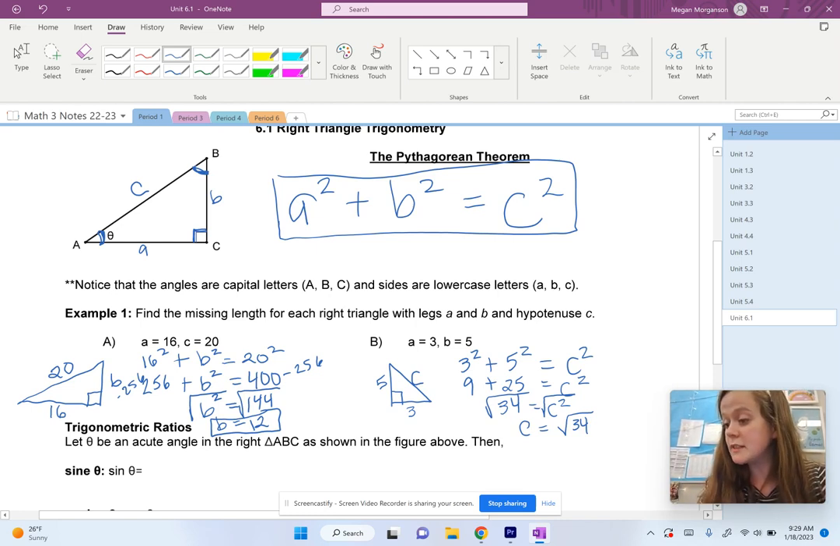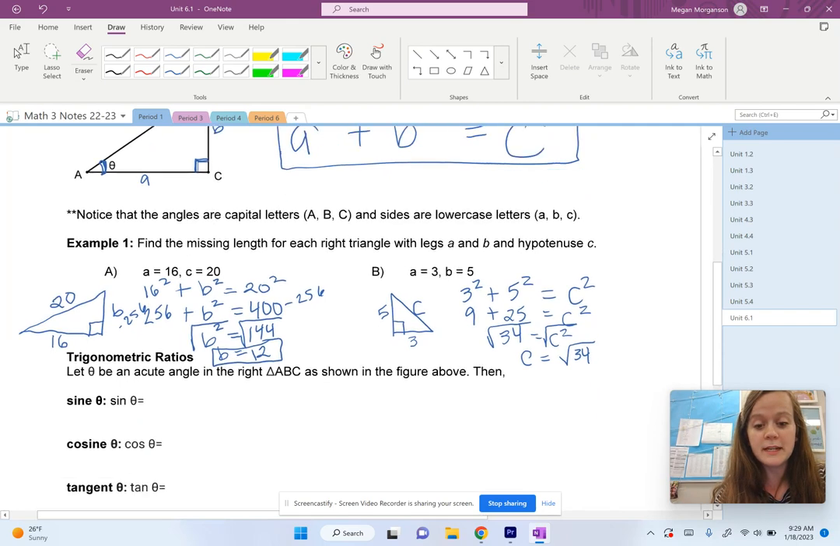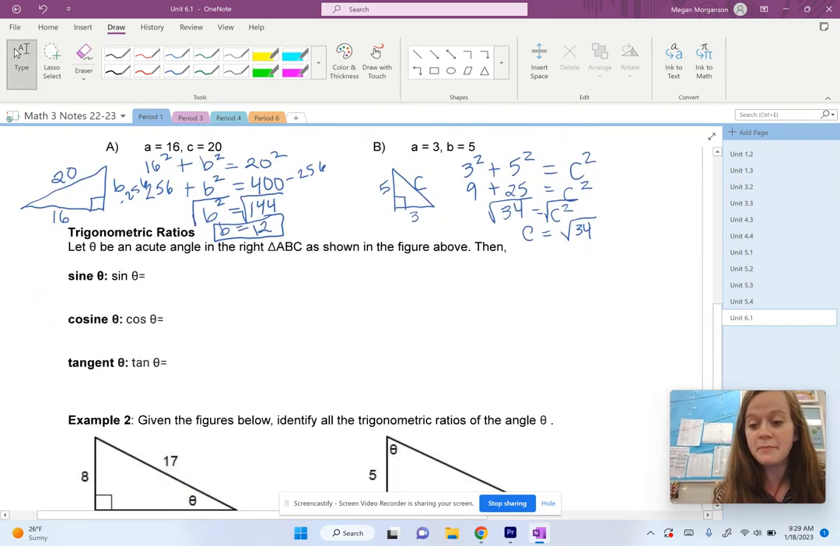Weird number. If you wanted to solve down for the decimal, you could. You would get 5.83. You can also leave it like this, or you could try and simplify the radical. I don't think that this one simplifies at all. So I would be okay with this as your answer. You can ask your teacher if they prefer the decimal or whatever. But that's the basics of the Pythagorean theorem. Hopefully it comes back to you and you remember what's going on.